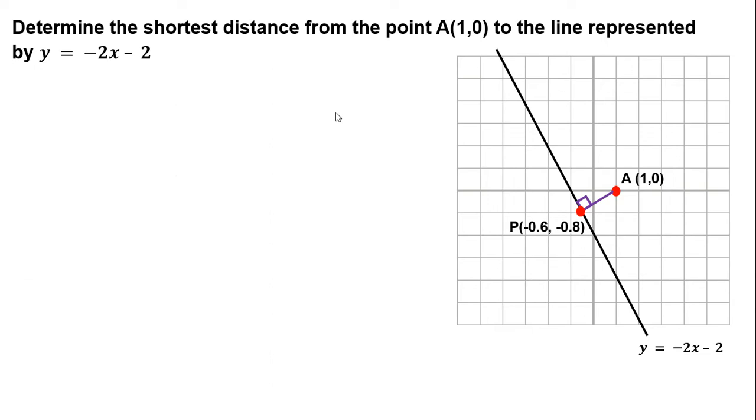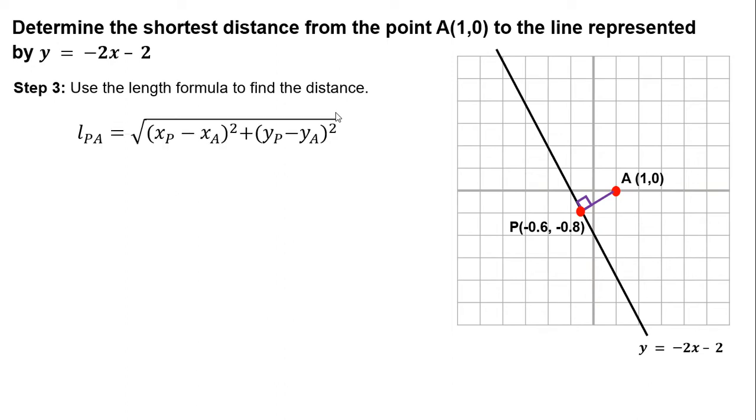The distance between 2 points is the same as the length of the line segment, so I can use my length formula, which we talked about earlier in the unit. And all I'm doing is now plugging in coordinates of point A and point P. Go slowly as you plug in coordinates.